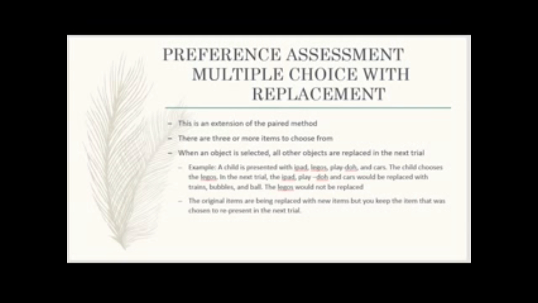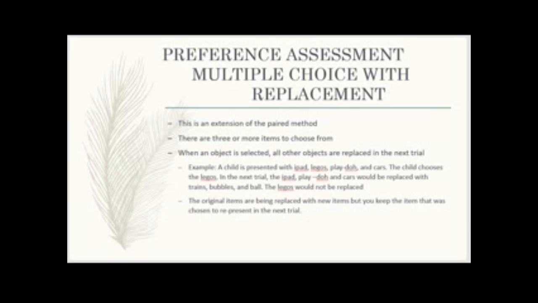Here I have my items in front of me. I have the ball, I have the Play-Doh, and I'm going to do bubbles. Ball, Play-Doh, and bubbles. Let's do one more actually. I'm going to add train. So I have ball, Play-Doh, bubbles, and trains.